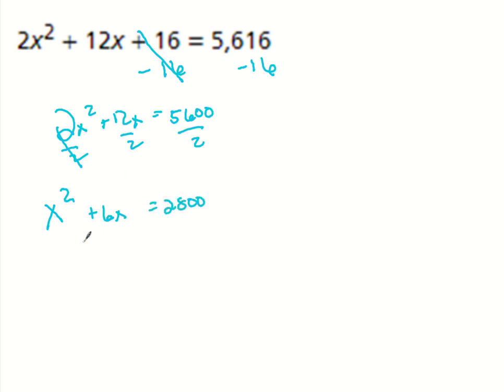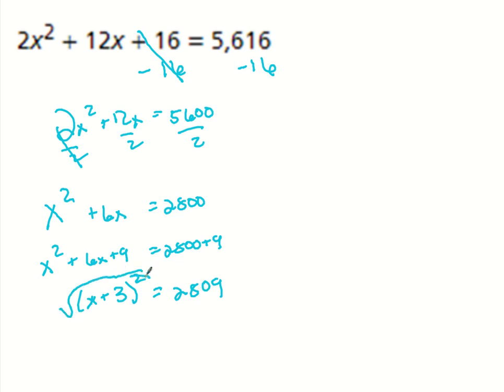Now I can work on completing the square. So now I can figure out, okay, so b over 2, that's 3, squared is 9. So I can add 9 to both sides. So I'm adding 9 to both sides. And that's going to give me x plus 3 squared, and that's going to give me over here 2,809. Now I can take the square root of both sides. That cancels it out.